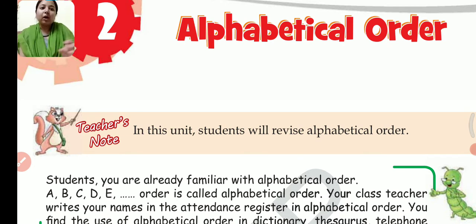So, what do you understand by alphabetical order? Children, the sequence of A, B, C, D, E, F, G, H, I till Z, that refers to alphabetical order. The alphabets. What are alphabets? A, B, C, D. These are alphabets. When they are arranged in proper order or proper sequence from A to Z, that refers to alphabetical order.